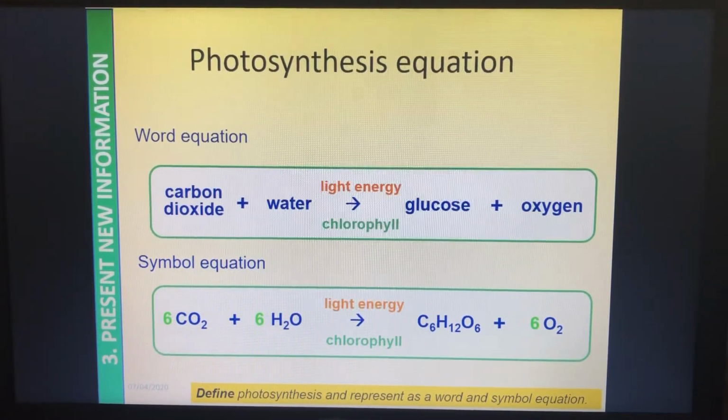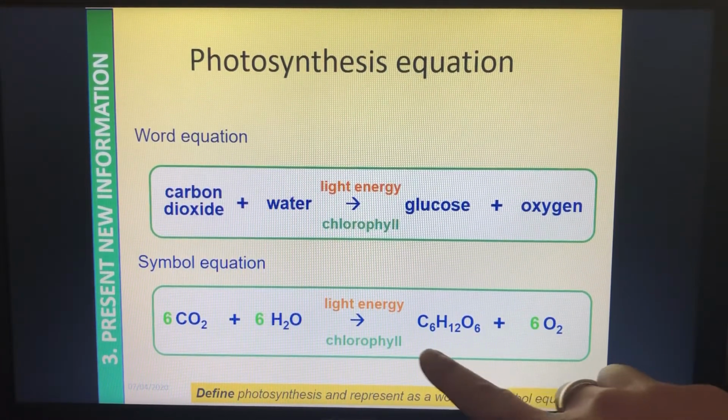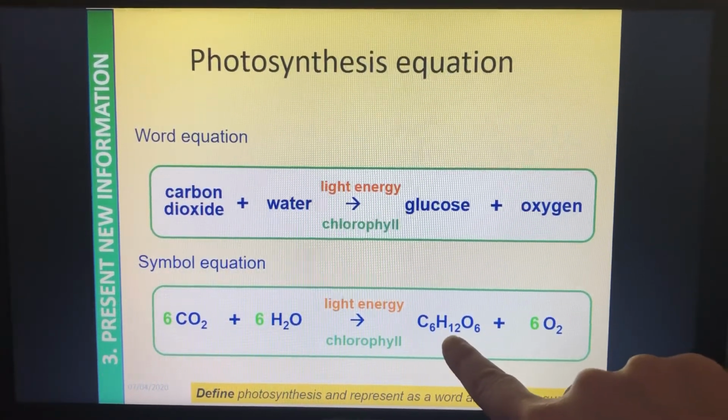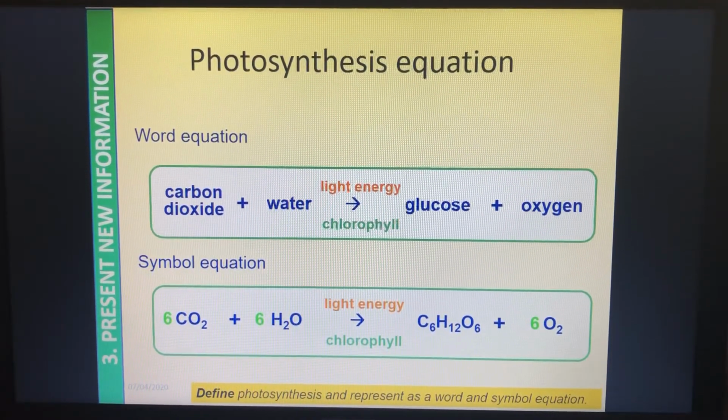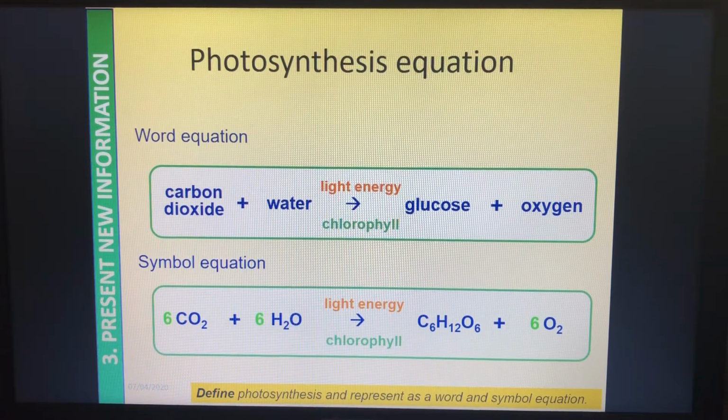Plus 6 H2O, and this makes glucose, 1 molecule of glucose, which is C6H12O6. It's kind of like a 6 sandwich, I always say. The bread is like the 6s and the filling is like the 12s. So we've got twice as much filling as we have bread. And oxygen, which is 6 molecules of oxygen, 6 O2. Okay, so that's our symbol equation. So let's get notes from this page written into our books. And if you need extra time, then pause now.